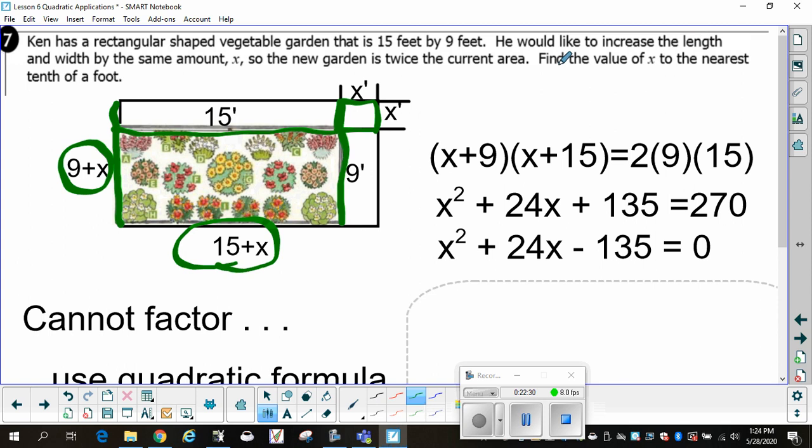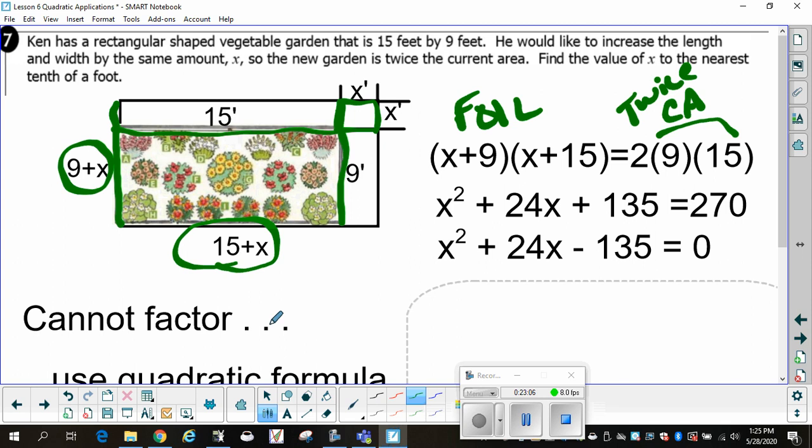Now, I'd like to increase it so the new garden is twice the current area. Well, the current area is 9 times 15. Twice means I have to multiply that by 2, so that's where the 270 came from. So over here, for lack of a better term, I'm going to FOIL those. Then I'm going to subtract the 270.